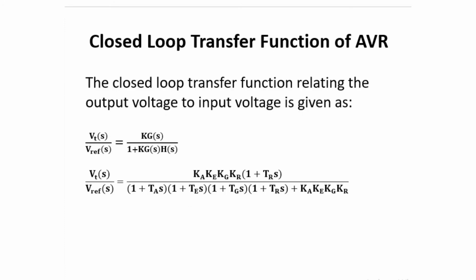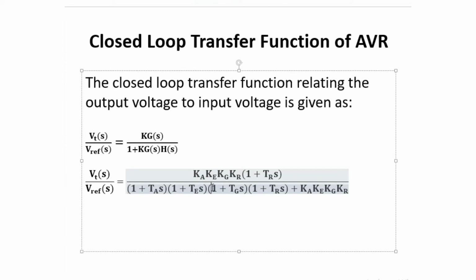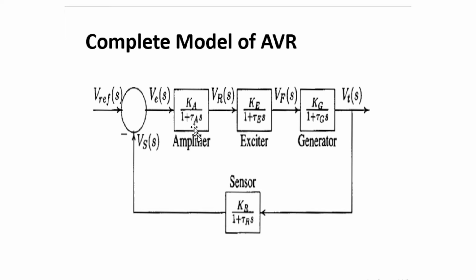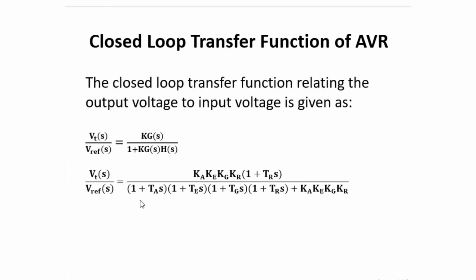And the closed loop transfer function, which relates the output voltage to the input, the reference voltage, we can write using the formula G divided by 1 plus GH. So here we have written it down by putting in the values from our model. This will become our G, and this will become our H. Then we have written down the closed loop transfer function value here.